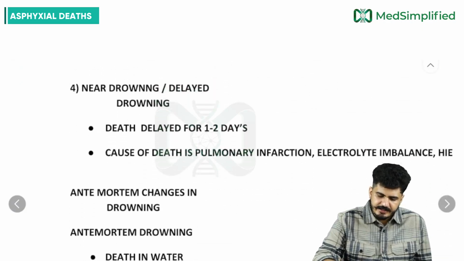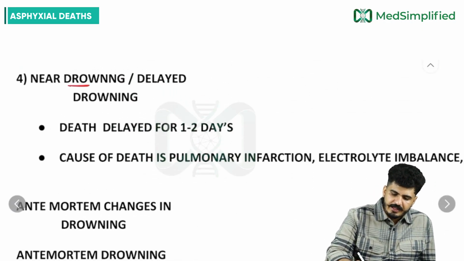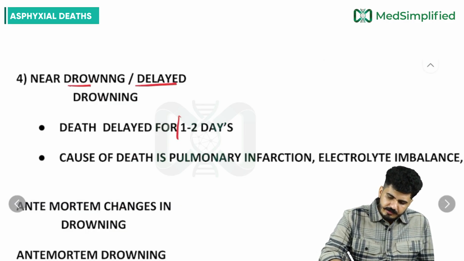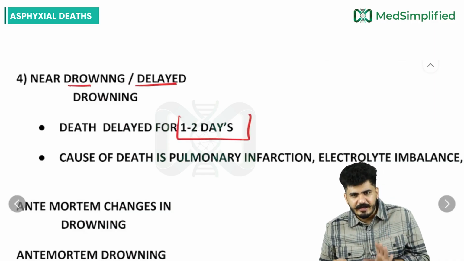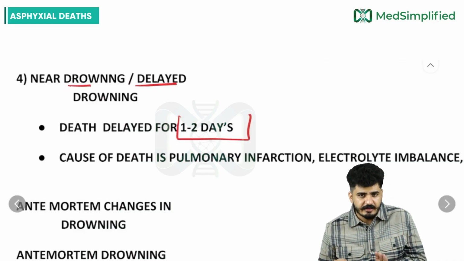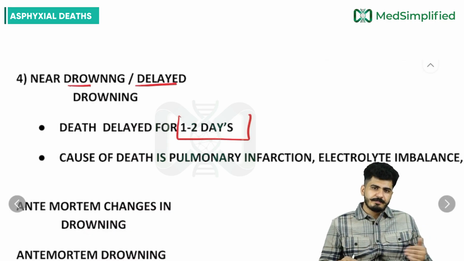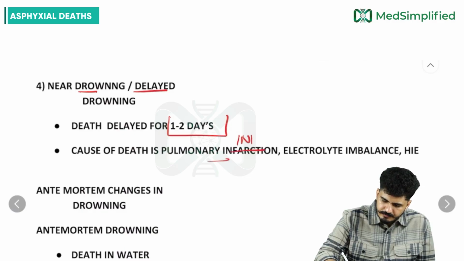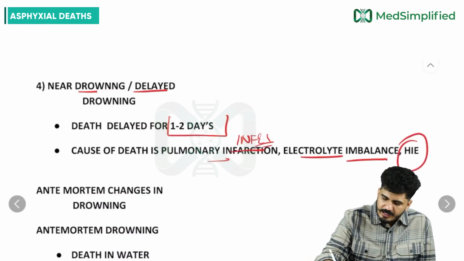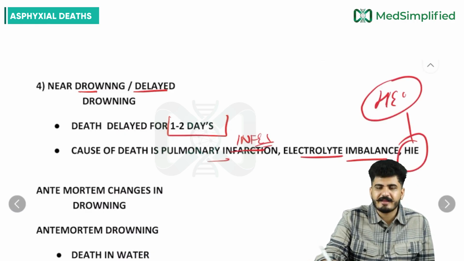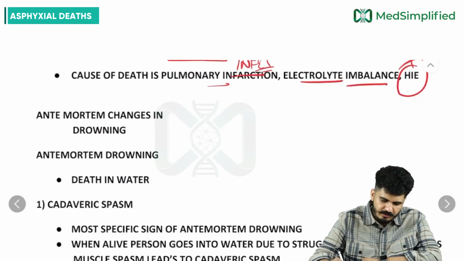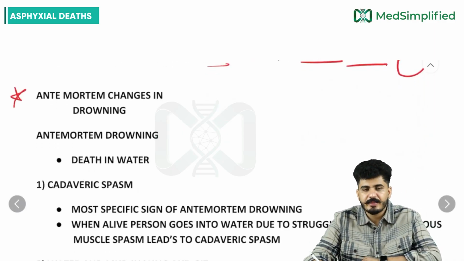Now, sir, the next thing is near drowning, also called delayed drowning. Here death is happening after 1 to 2 days. The victim survived. Someone saved the victim. But after 1 to 2 days, the person will die because of pulmonary infection, electrolyte imbalance, and also hypoxic ischemic encephalopathy, my dear friends.